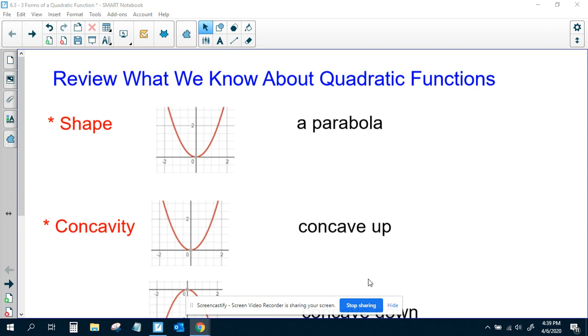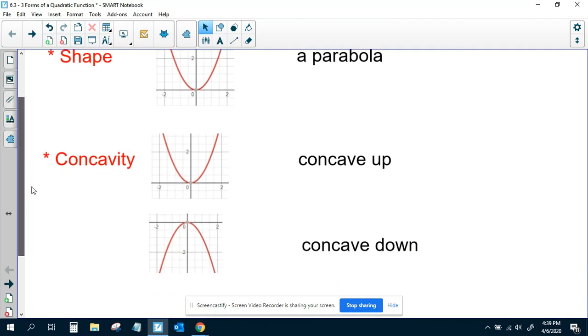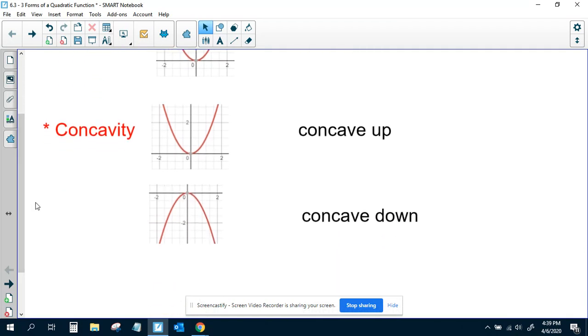A couple of things on this slide that we see are shape and concavity. We know that the shape of a quadratic function forms a parabola. That's its basic shape. And for concavity, we have two different options. It can be concave up or concave down. Concave up means that the parabola opens upward, and concave down means that it opens downward.